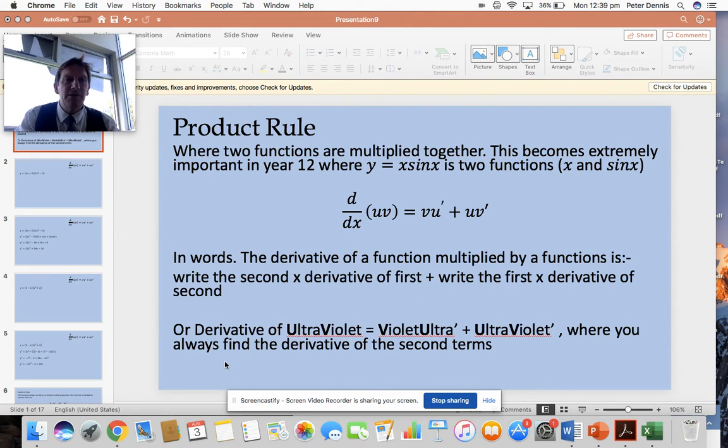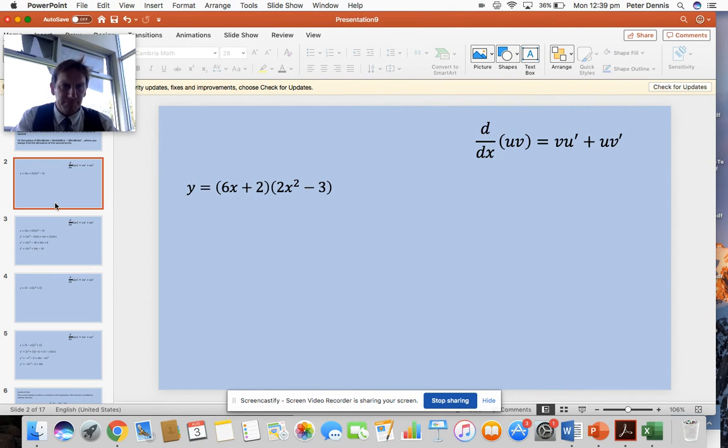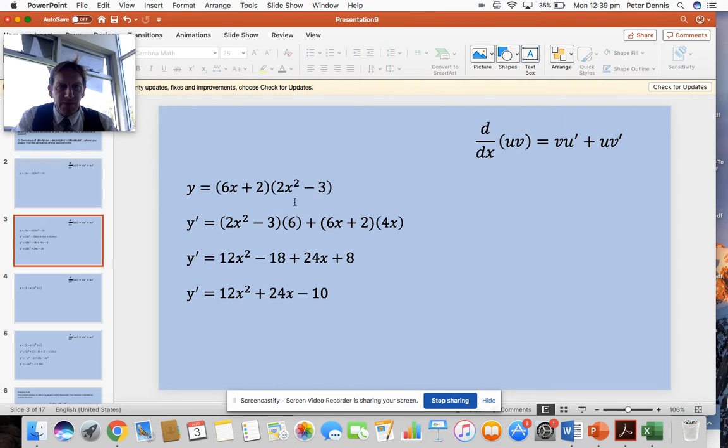So if we look at a few examples, here's an example. Here's the formula up here that you might see. So what have we got? It's a product because it's this function of x multiplied by this function of x. So it's going to be this times the derivative of this, which is 6, plus the first times the derivative of the second, which is 4x squared. So when we do that, there it is.